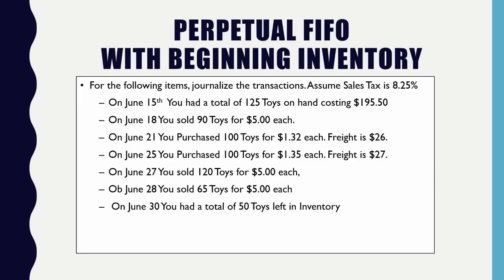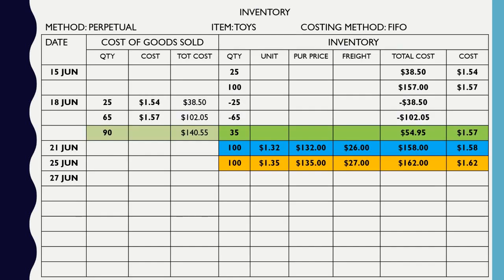Okay. So then now it tells me that on June 27, we end up selling 120 toys. So once again, I have to dip into multiple batches of inventory, right? Because my green batch is definitely not enough to cover all 120 units. So in this case, that's the first thing I'm going to recognize. I'm going to get rid of 35 from my green, and then I'm going to start dipping into my blue batch to get the remainder of 120 units, which is going to be 85.